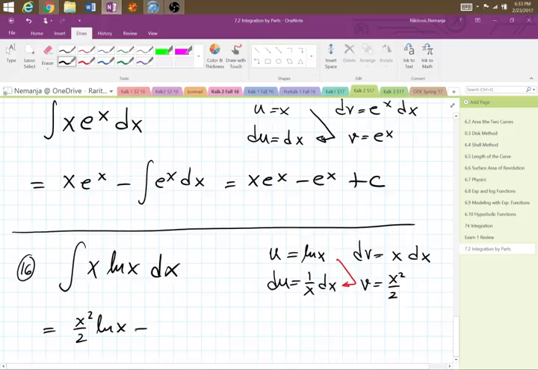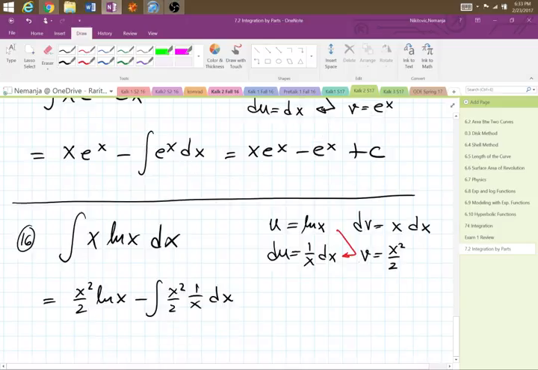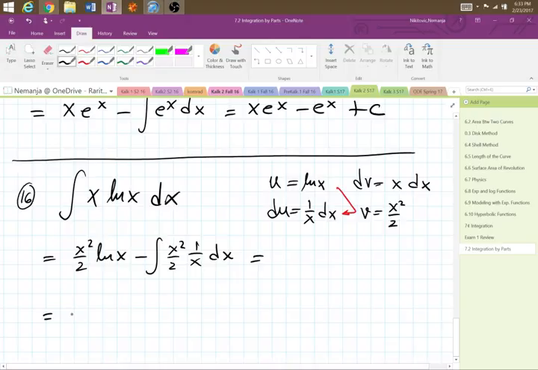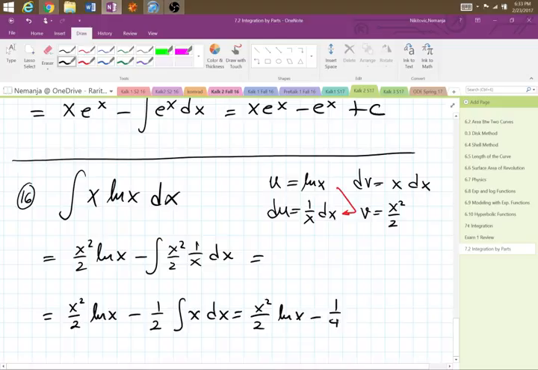minus the integral of x squared over 2 times 1 over x dx. Now that can be simplified and solved easily, I hope. So x squared over 2 ln x minus, we kick 1/2 outside, and we just have the integral of x dx. So x squared over 2 ln x minus 1/4 x squared plus c. Now you can factor out 1/2 x squared and so on, but we're done.